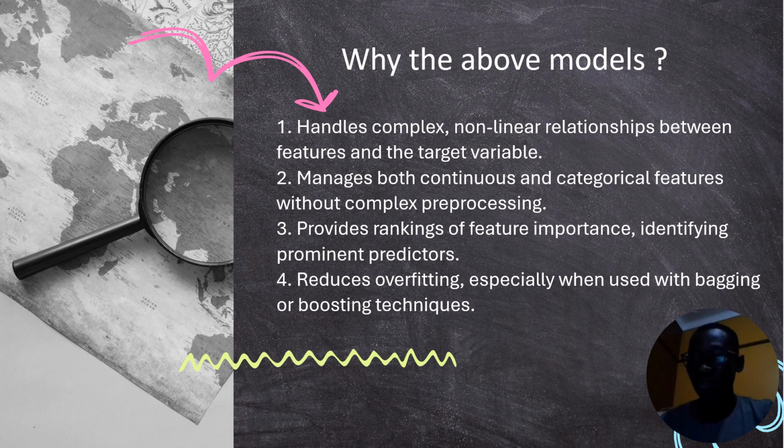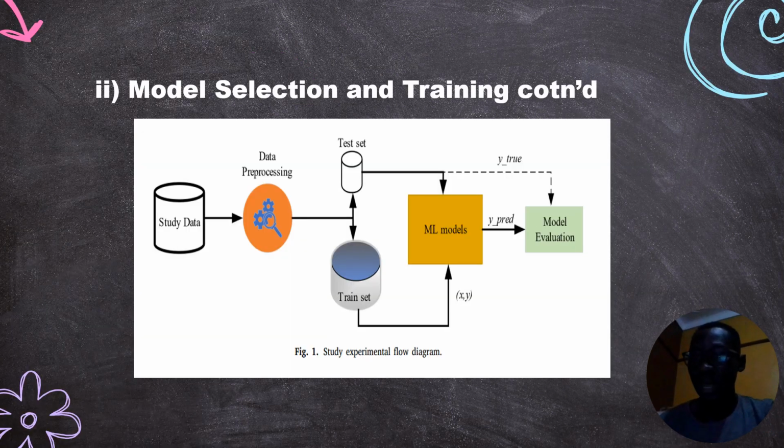So if we continue to the model, still under model selection and training, basically this is a representation of how you get your study data and then process that data. Before you test, you can either test and train, or you can train before you test, and here, before you feed it to the machine learning model, before you get your evaluation out. So it's a flow diagram of an experiment of a machine learning model.